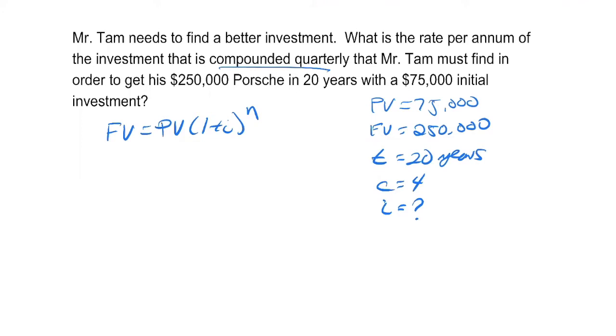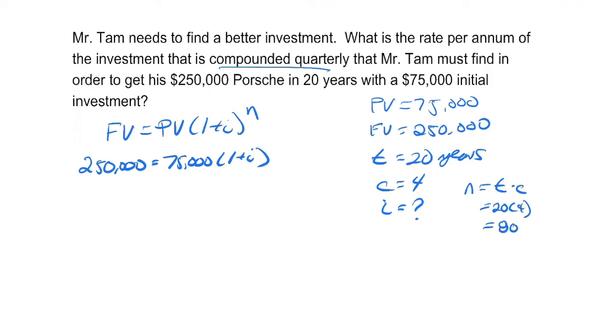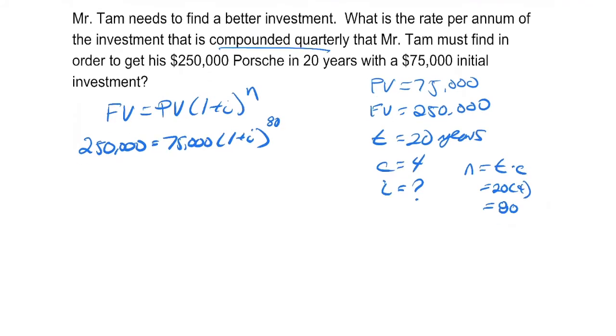So the future value is 250,000. It's equal to 75,000 times 1 plus i to the power of n. So n again was going to be t times c. In this case, it's going to be 20 times 4. So that really hasn't changed from the previous question. I'm still getting 80 interest payments through the entire time frame.